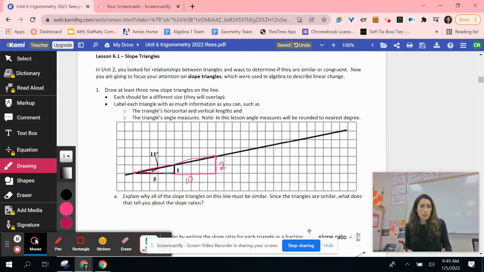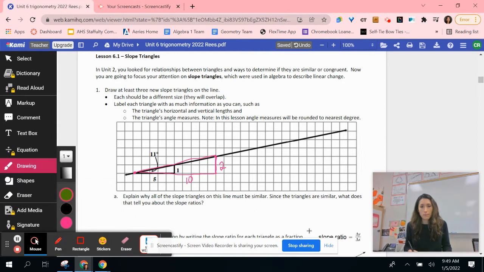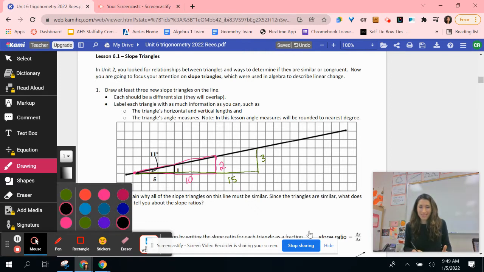And we're going to create at least 3, so let's try one more. We'll do one more together, and then you can try one more independently. Another slope triangle, instead of going over, so we first went over 5 up 1, and then we went over 10 up 2. We could go over 15 and then up 3. So 3, and then imagine that whole entire baseline here would be 15, 3 and 15. That would be another slope triangle along that line. You're going to create at least one more, okay?